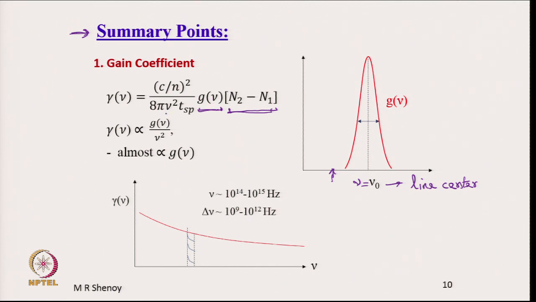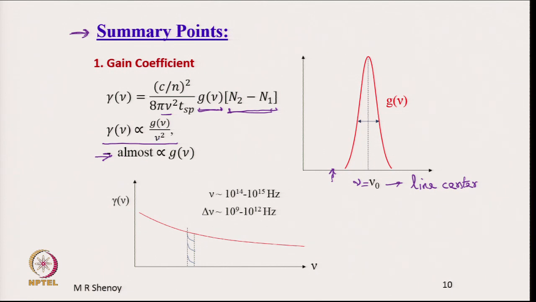It is also inversely proportional to nu square, because the rest of the parameters are constants for the given medium: c, n, 8 pi and t spontaneous. Only the frequency dependent term is nu square, and therefore, strictly speaking, gamma of nu is proportional to g nu by nu square, but I have written here that it is almost proportional to g nu.